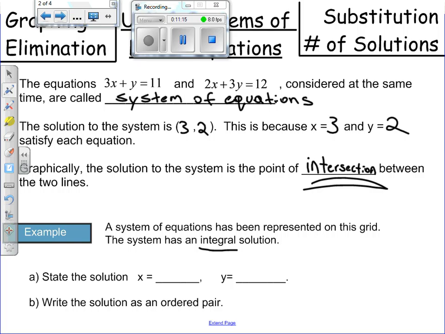Do we have this graph? No, the graph's not on. Got deleted.